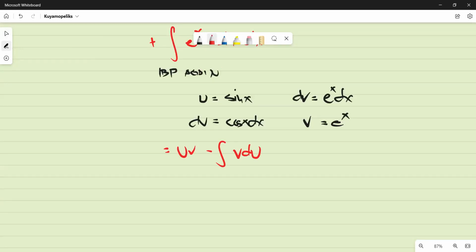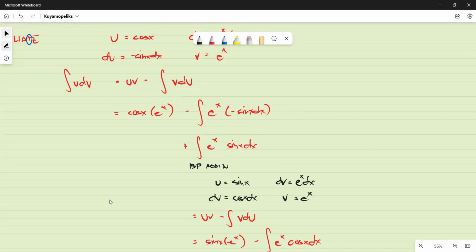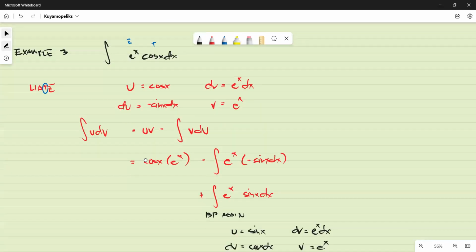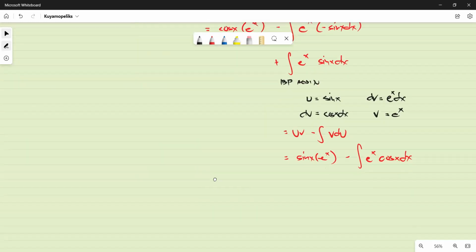And that is equal to, ano yung u natin? Sine x, ang v ay e raised to x, minus integral ng v du. Ang v natin ay e raised to x, ang du natin ay cosine x dx. Now, may napansin ba kayo? Umulit eh. Yan yung given natin. So ano kaya ang pwede natin gawin dyan?